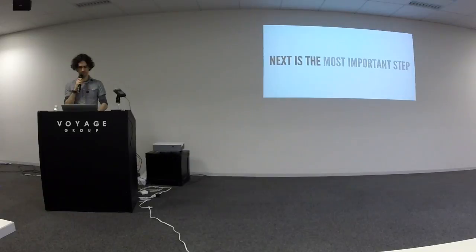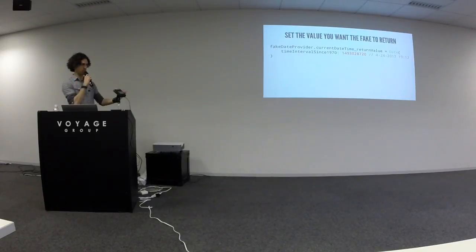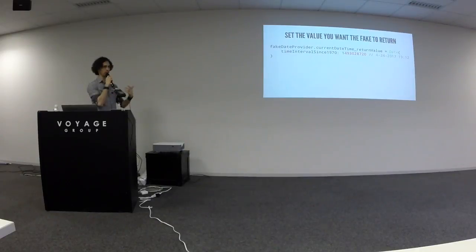And the next step is the most important step of this whole process. And that is, we need to tell our fake date provider what we want it to return when we ask it for the current time. And this is how we're able to test this. So we're gonna tell our fake date provider, hey, your current time right now is going to be set to April 24th, 2017 at 7:12 p.m. Just let that sink in for a second. So whenever we ask our fake for its current date and time, it's gonna give this value back. That's what it thinks the current time is.